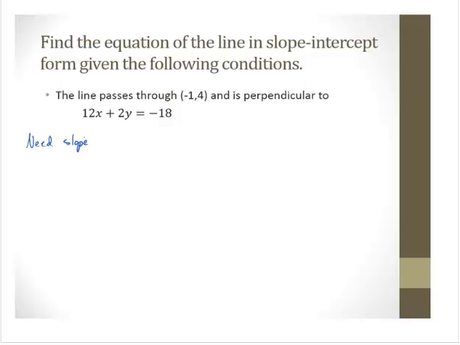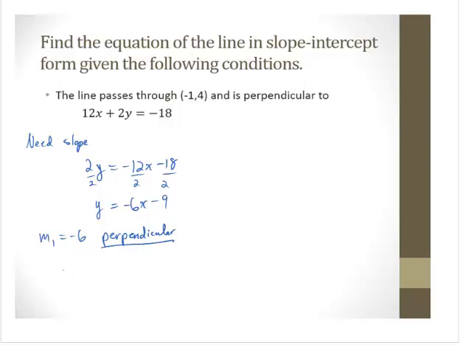Now, since they gave me an equation, I'm going to take it to slope-intercept form. So I have 2y is negative 12x minus 18, and I'll divide through by 2, and y equals negative 6x minus 9. So M1 is negative 6. Perpendicular would tell me that M2, the slope of the second line, would be positive 1/6.